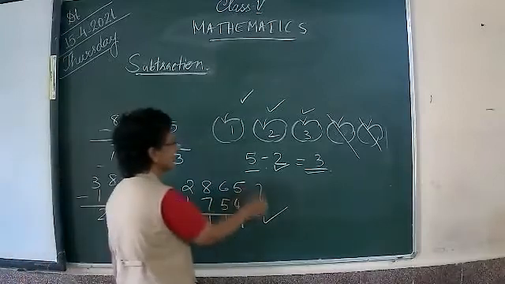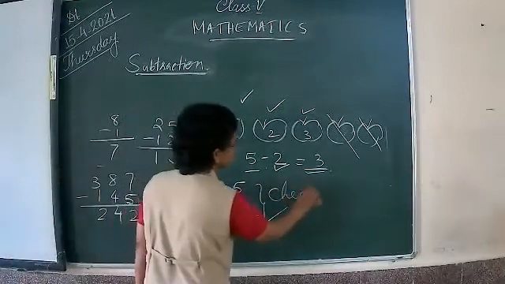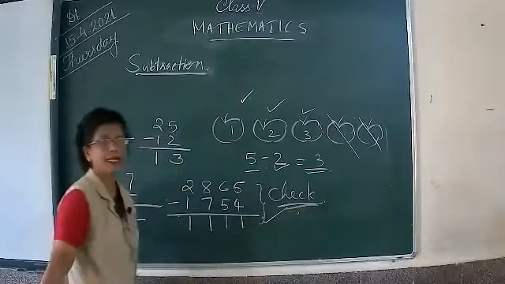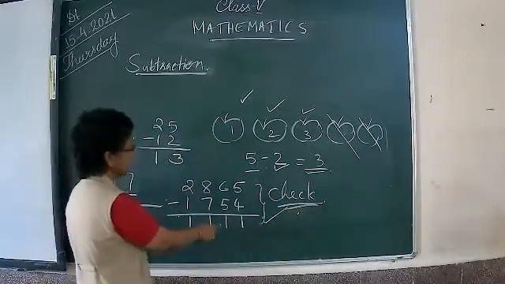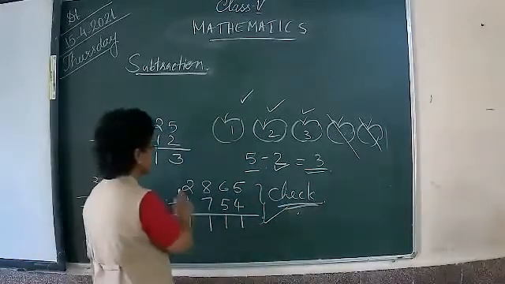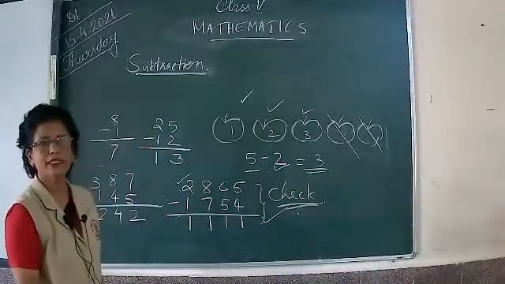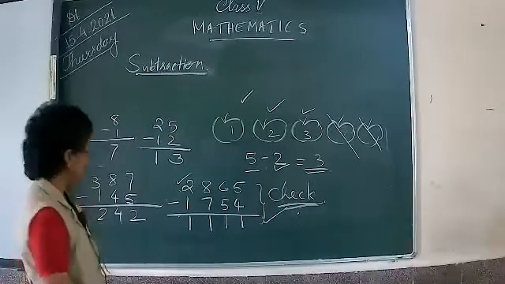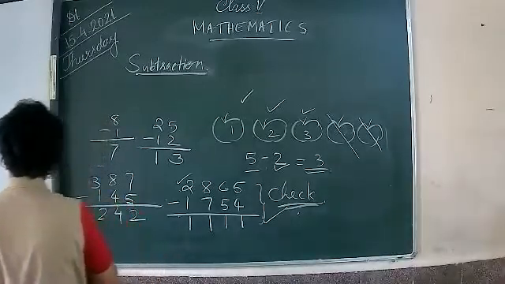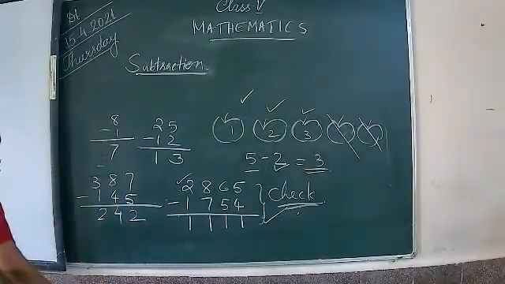This way you have to confirm that your answer is correct. This way we are going to check the answer. What you are going to do there? Checking the answer. By adding these two numbers, you should get the first number. Okay, children? Is it clear to you? Now, let us move to some more bigger numbers.